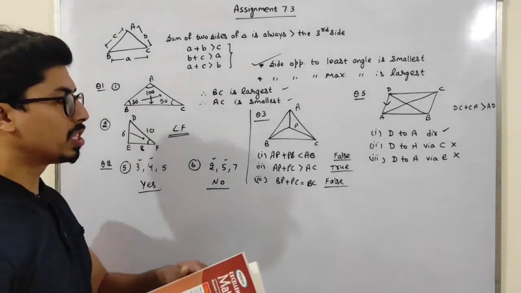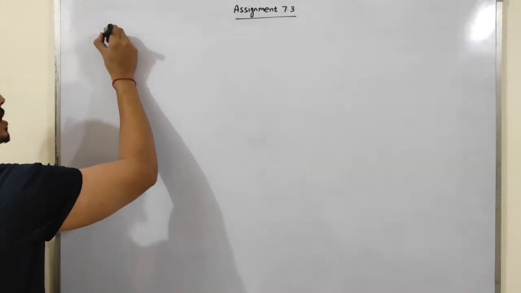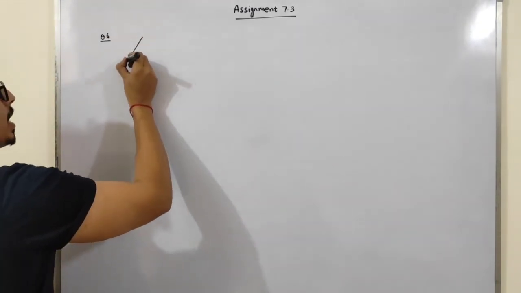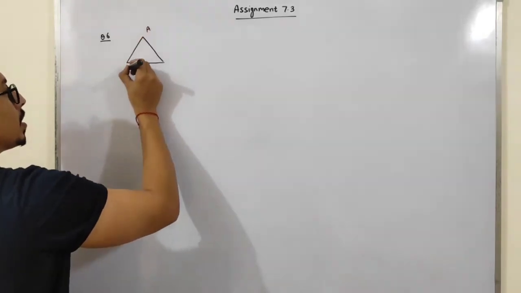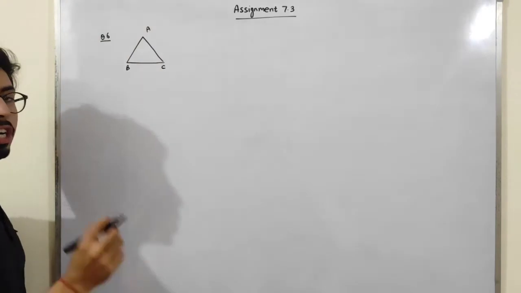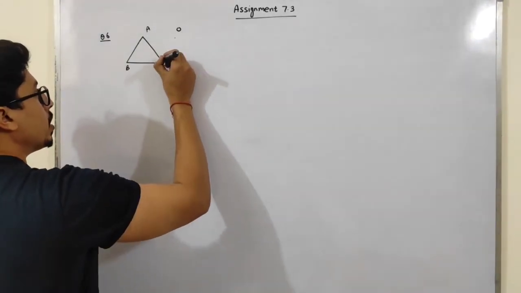Okay. So this is our question number 5. Now moving forward to question number 6. That is the last question, students. Take a triangle ABC. Take a point O that is exterior to the triangle. So I am taking O here.